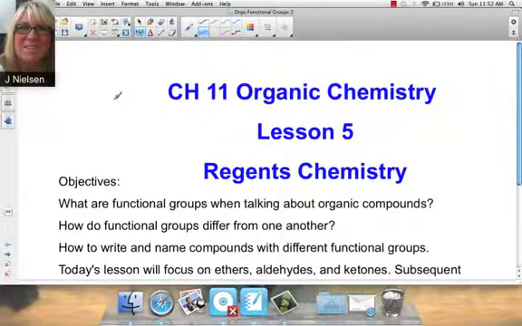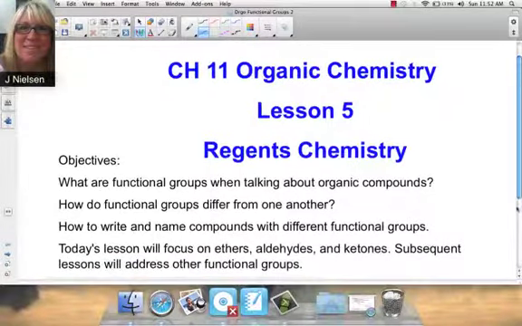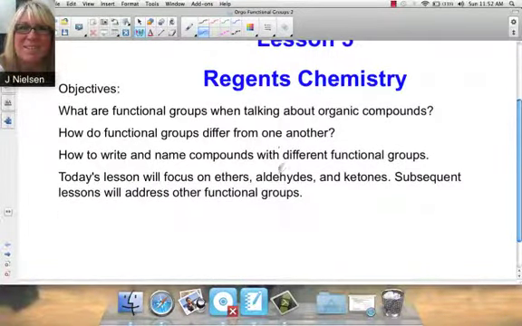Okay, this is Chapter 11, Organic Chemistry, Lesson 5. When we last left off, we were talking about Table R and functional groups. We discussed the halocarbons and different types of alcohols. Today's lesson will focus on aldehydes, ketones, and ethers, and the next lesson will focus on the remaining functional groups, which will be the organic acids, esters, and the amines.